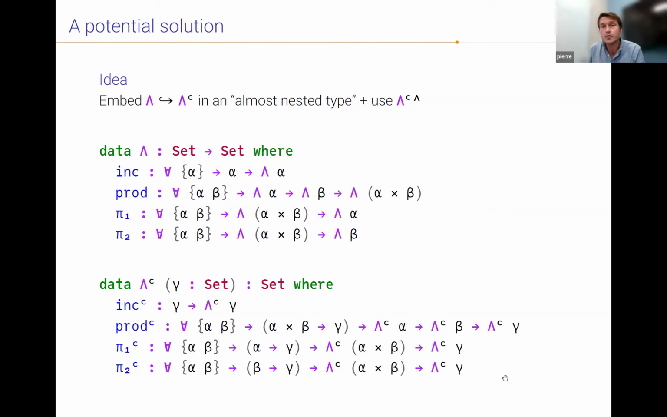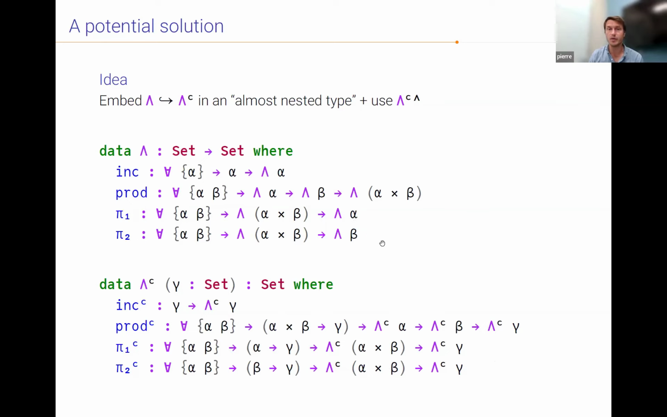But we still want to account for the structures that we are getting rid of in the codomain. And to do that, we will just take that into account in the domain of the constructor. So for inc, nothing changed because inc was already good enough for a nested type. So just gamma goes to lambda C gamma. But for prod, the new prod C will still take a lambda C of alpha, a lambda C of beta, and it will produce a lambda C of gamma whenever I have a function from alpha cross beta to gamma. And the same is true for the two other constructors. I produce something in lambda C of gamma provided that I have a function where the domain is exactly what was the instance before.